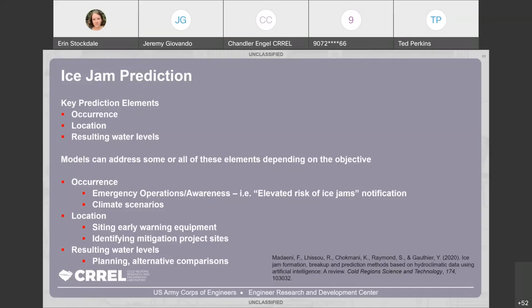And last, we're interested in predicting water levels resulting from jams for understanding economic impacts, and just overall impacts from flooding, to quantitatively evaluate what an ice jam does. There's a little bit of discussion on that in the FEMA talk, and Jeremy's going to talk a little bit more about ice affected stage frequency as well. But that's an important reason also.